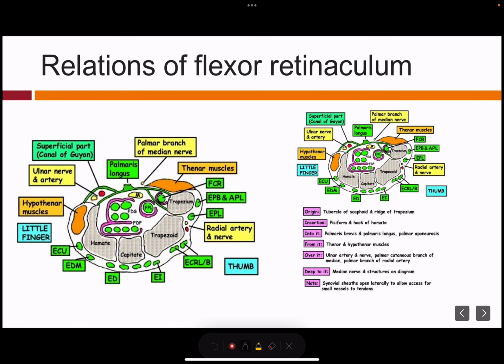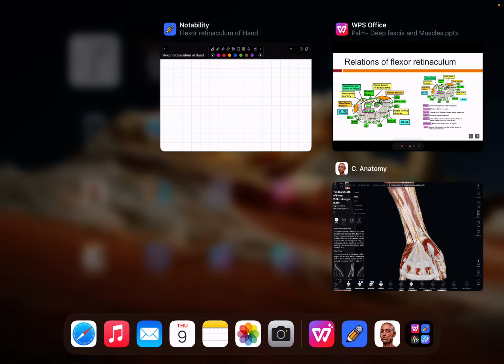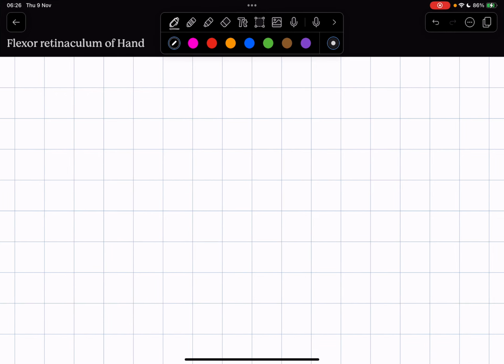Right. Now let us talk about the relations of the flexor retinaculum. So I'd like to show you the relations of flexor retinaculum by drawing a diagram of the flexor retinaculum. It's going to be a very simple diagram for all of you to remember. So I will draw the flexor retinaculum as it is attached to the bones of the proximal and the distal rows of the carpal tunnel. All right, the bones of the carpus.